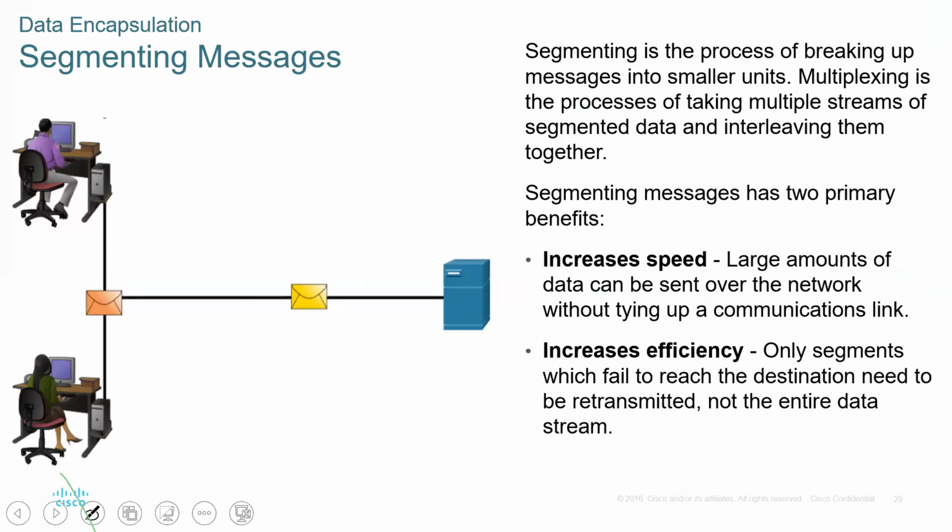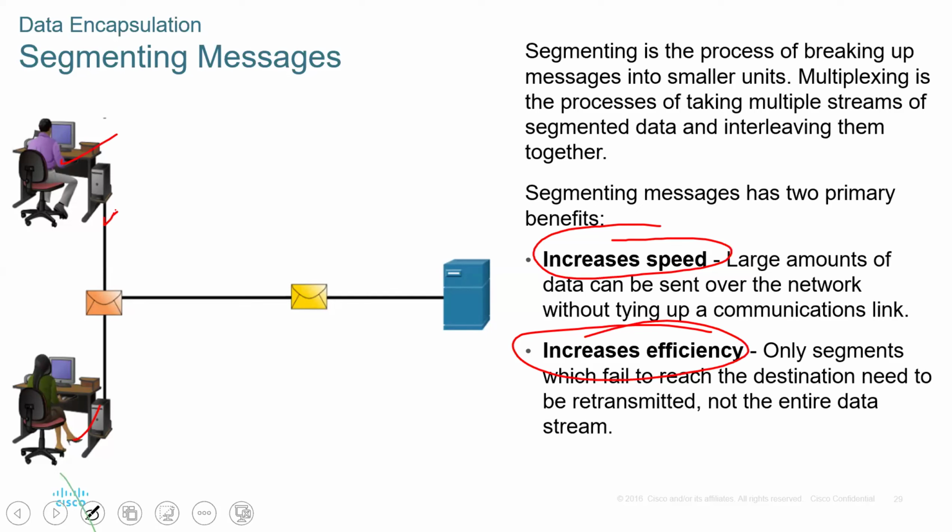Now, data encapsulation says that segmenting is the process of breaking up messages into smaller units. And multiplexing is the process of making multiple streams of segmented data and interleaving them together. So segmenting messages has two primary benefits: one, to increase speed, and then to increase efficiency. Who handles this segmentation? It is the transport layer. Because this guy is sending a message, this guy is sending a message, and the size of the message on the media varies.